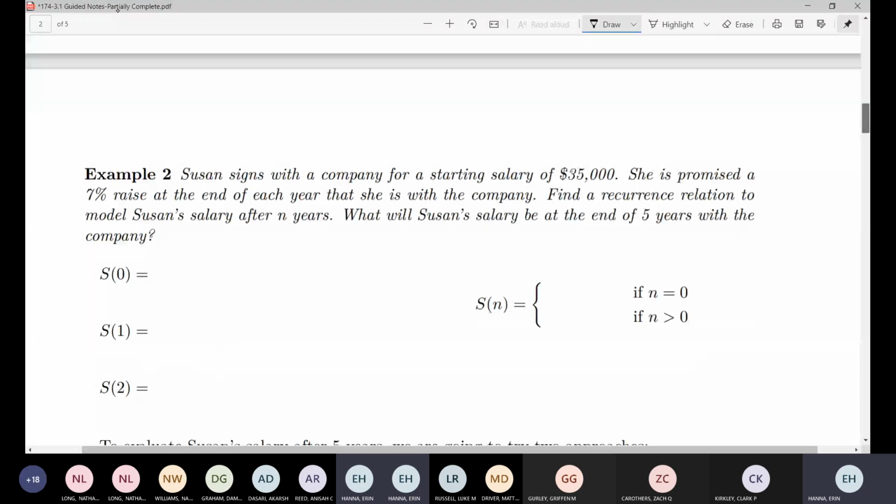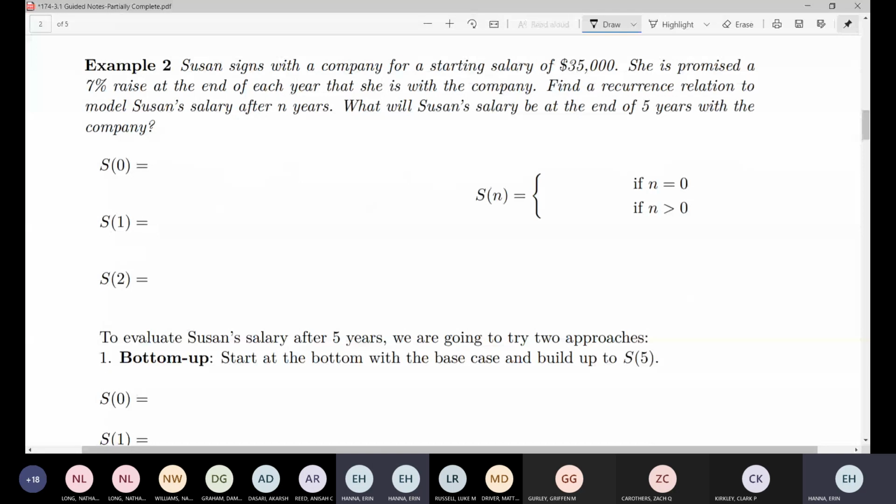Down we go. So let's say some lady, Susan, signs up with a company for a starting salary of $35,000, and she's promised a 7% raise at the end of each year that she's with the company. And we want to find a recurrence relation to model Susan's salary after n years. What will Susan's salary be at the end of 5 years with the company?